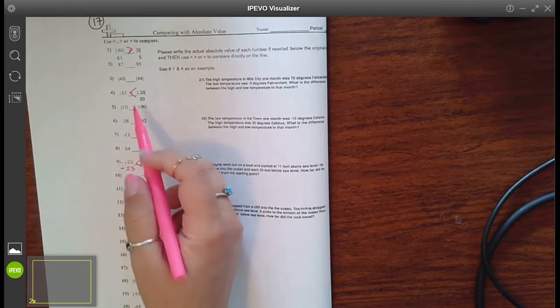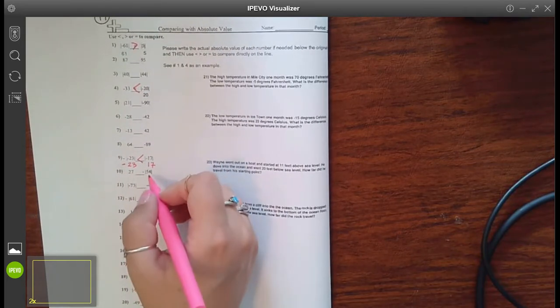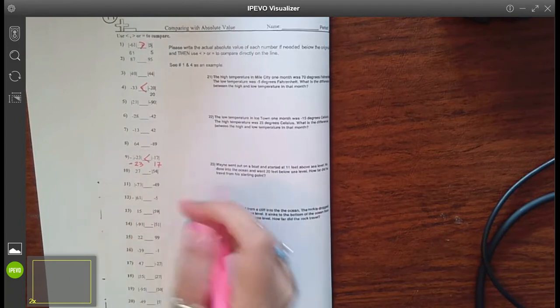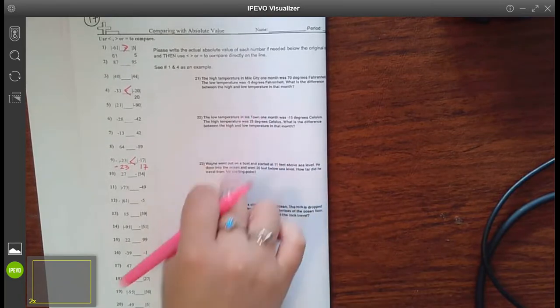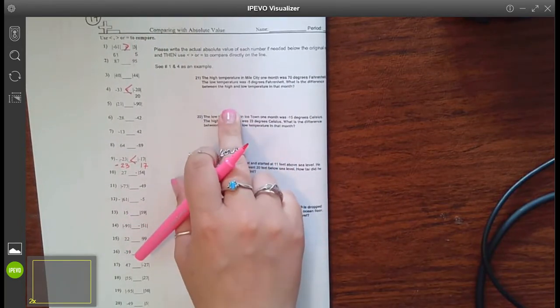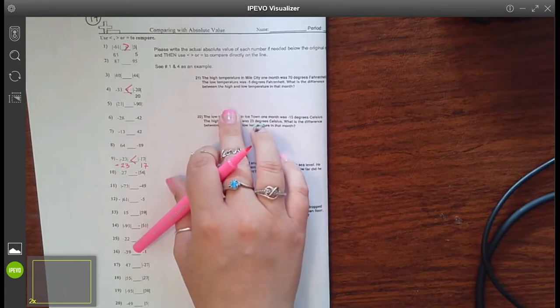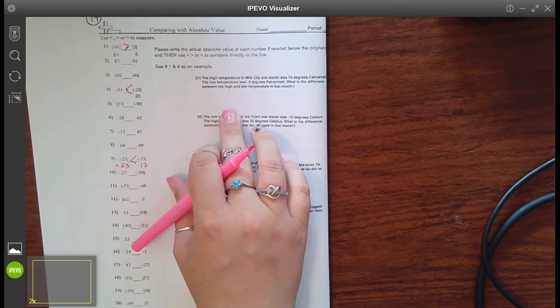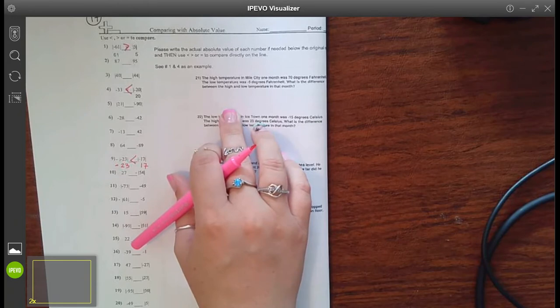Okay, and that's what I want you to do for all of these. Please actually write what the answer is beneath any of them and then figure out the sign. Okay, and then for these ones, let's go ahead and I'll try this one with you guys. It says the high temperature in Miles City 1 month was 70 degrees Fahrenheit. The low temperature was negative 5 degrees Fahrenheit. What is the difference between the high and the low temperatures?